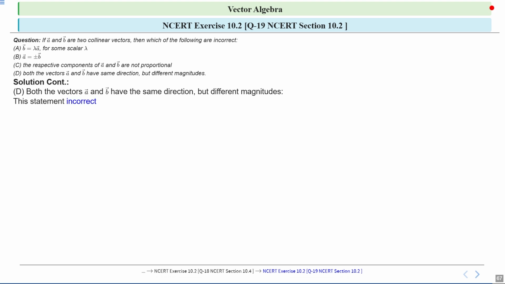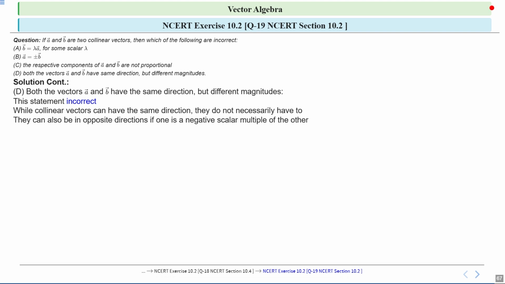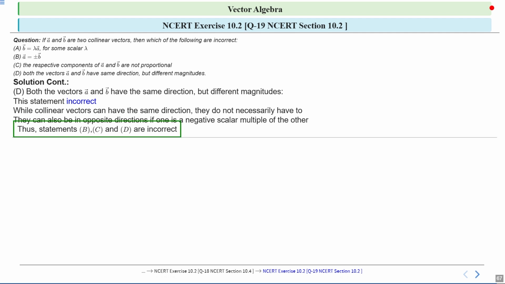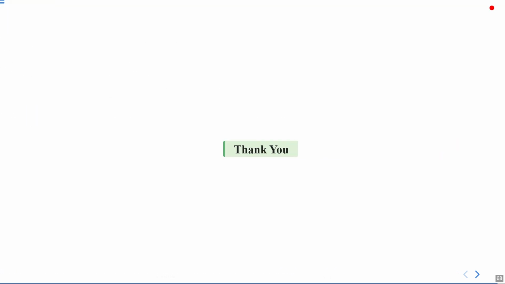Okay. Option D, both the vectors A vector and B vector have same direction but different magnitudes. So this statement is incorrect. While collinear vectors can have the same direction, they do not necessarily have to, right? They can also be in opposite directions if one is a negative scalar multiple of the other. Thus, statements B, C, and D are incorrect. Okay, statements B, C, D are incorrect. Right. So I hope it's clear to all till here.